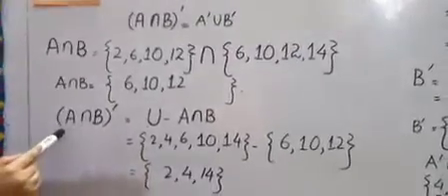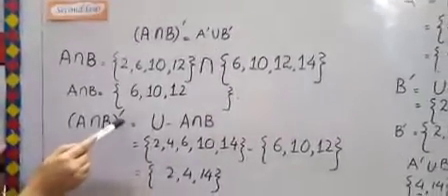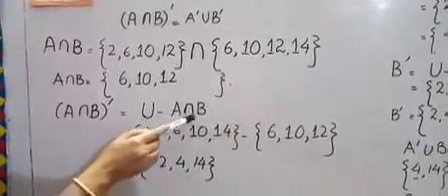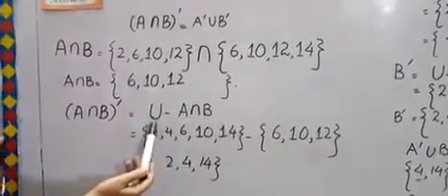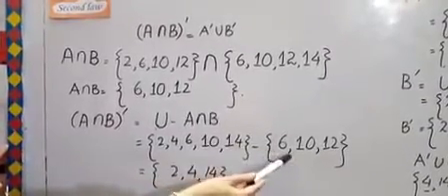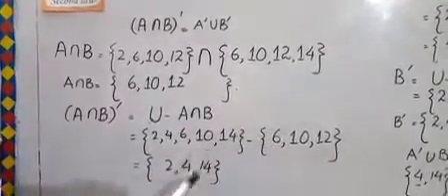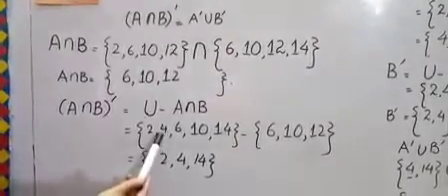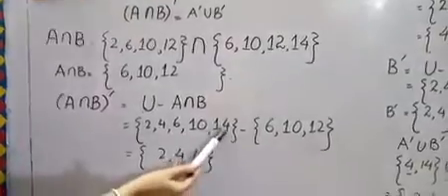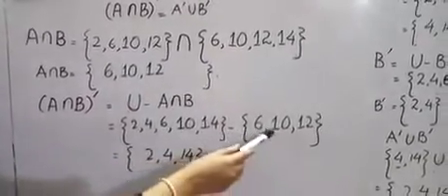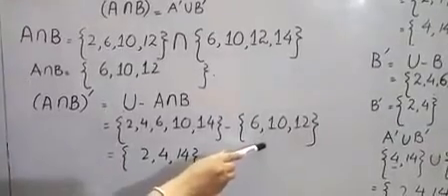Next we will find out A intersection B whole complement. A intersection B whole complement equals U minus A intersection B. As I told you, set U values should not be in set A intersection B. So 2, 2, 4, 4, 14, 14. Because set U values should not be in set A intersection B. Move to the right hand side.